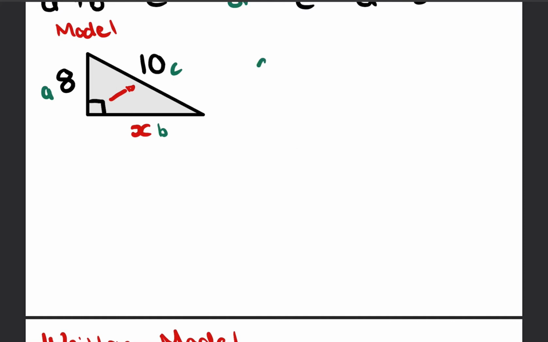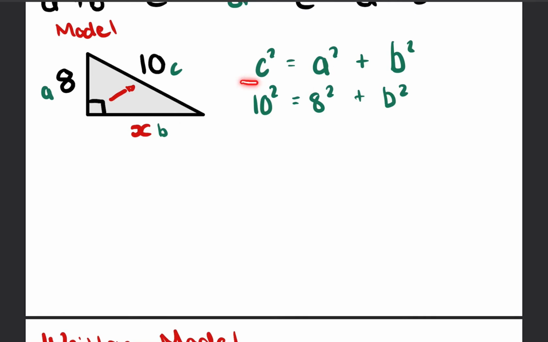So, c squared equals a squared plus b squared. What do we know? We know what c squared is. It's 10. 10 squared equals, well, a is 8, so 8 squared plus b squared. We don't know what b squared is. Okay, what can we do here? Well, let's look at this formula now and rearrange it. So we can do it as c squared minus a squared equals b squared. Right, that's a bit easier to work with.